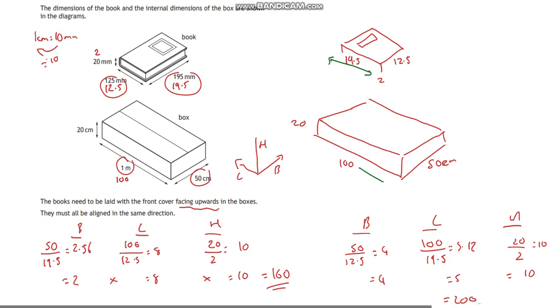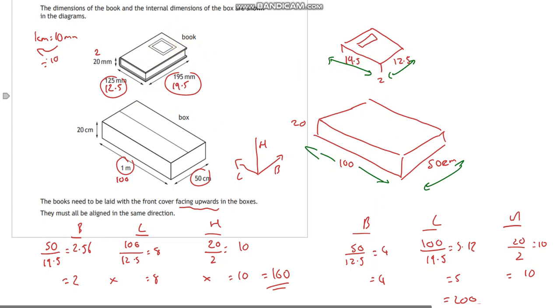That's going that way, that's going that way. So I'm saying, well, how many 19.5s are there in 100? 12.5 is going this way, and the 50 is going this way. How many 12.5s can I get into 50? So if you draw it out like that, it makes it a lot easier.